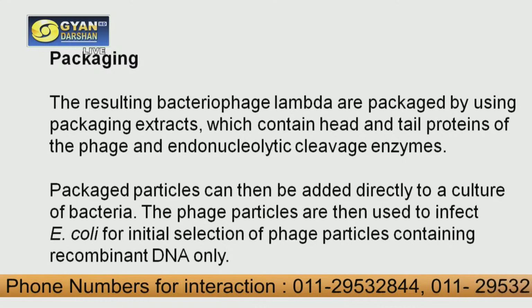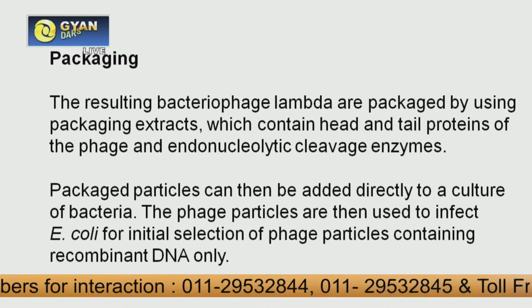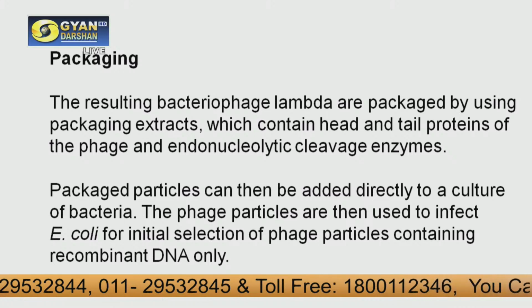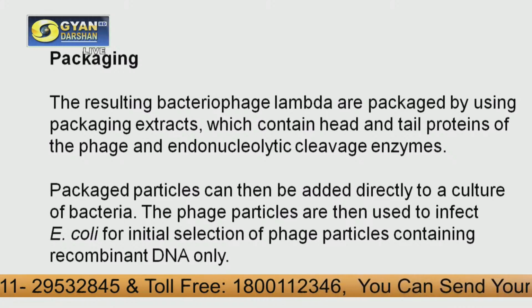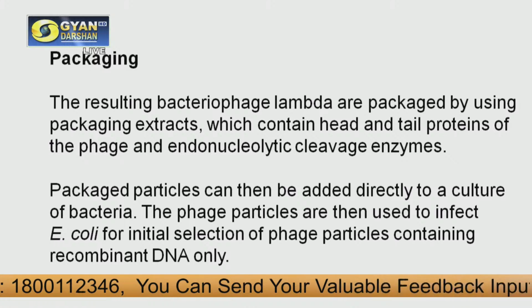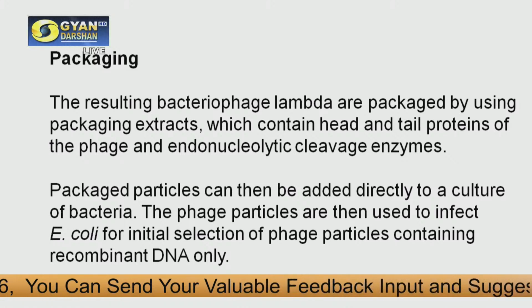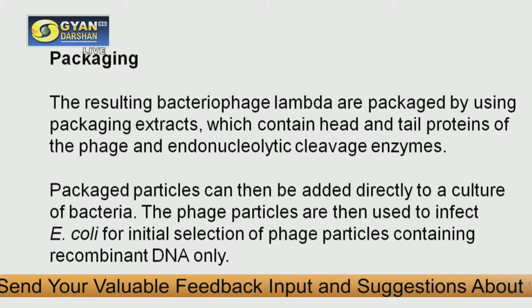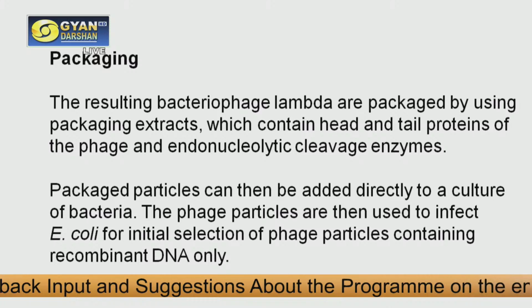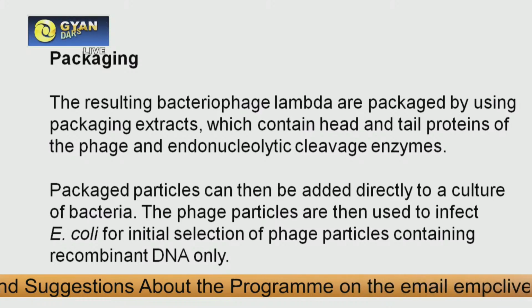So ligation is done. The next step is packaging. The resulting bacteriophage lambda are packaged by using packaging extracts which contain head and tail proteins of the phage and endonucleolytic cleavage enzymes. Packaged particles can then be added directly to a culture of bacteria. The phage particles are used to infect E. coli for initial selection of phage particles containing recombinant DNA only.